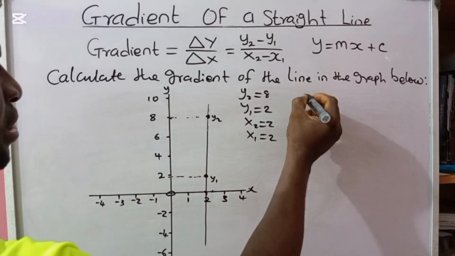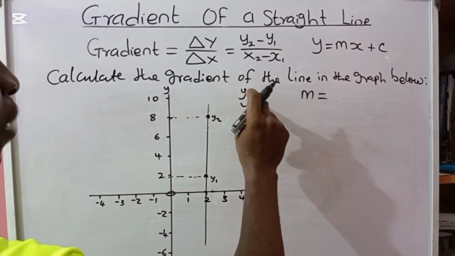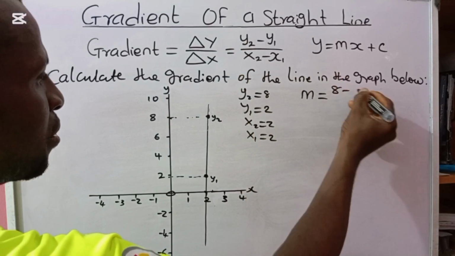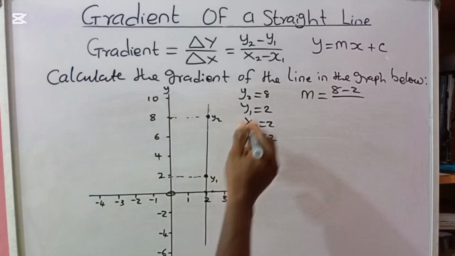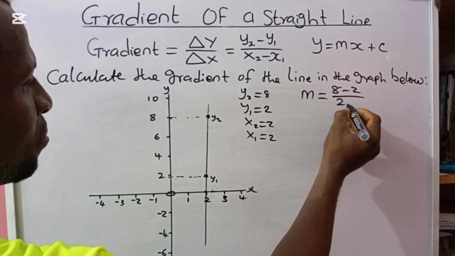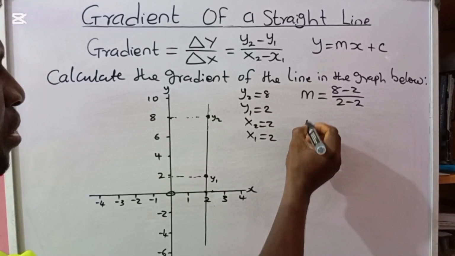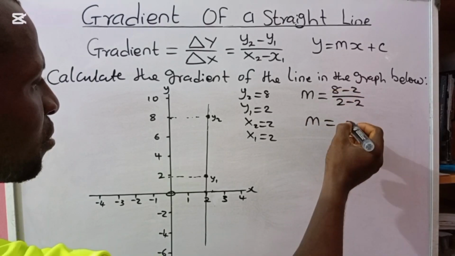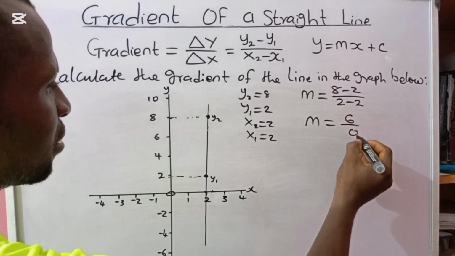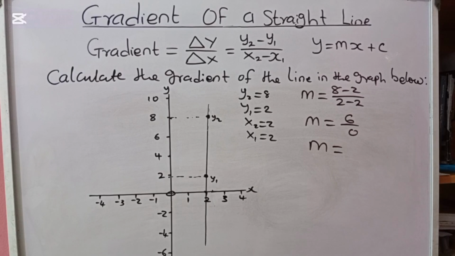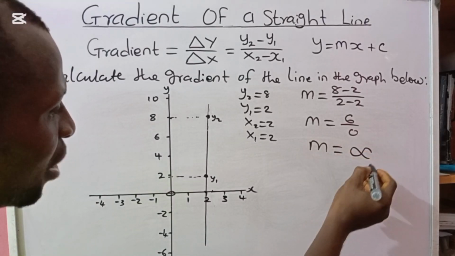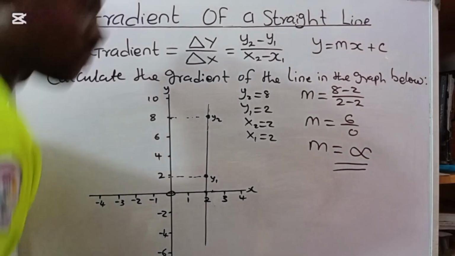All right, so to calculate the gradient of this, then y2 is 8, y1 is 2, all over x2 and x1 remain the same value, 2 minus 2. Then that gives us 8 minus 2 will give us 6, all over 0. And you know 0 cannot divide a number, but a number can divide 0. When a number is divided by 0, the solution to that particular concept is infinity or undefined. And that is the result of this particular example.